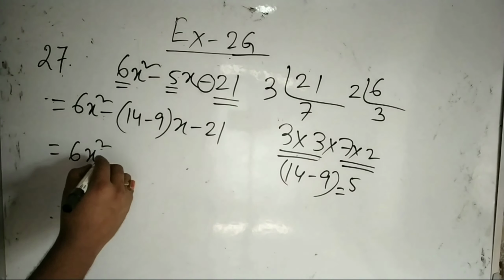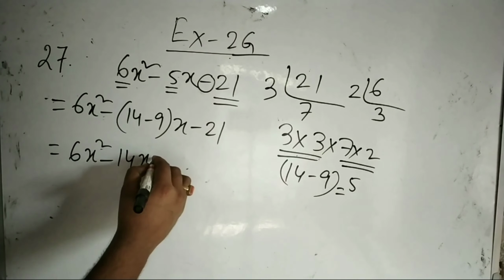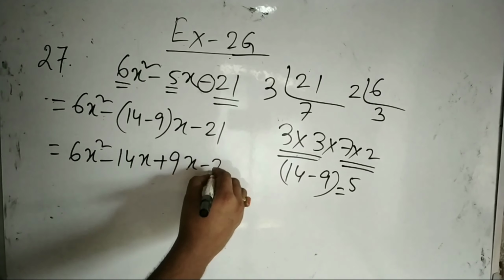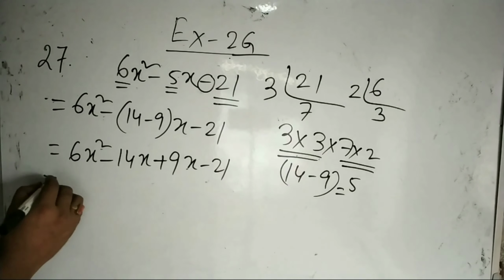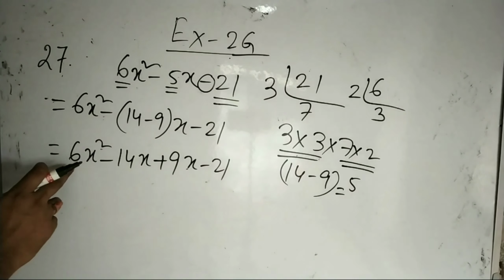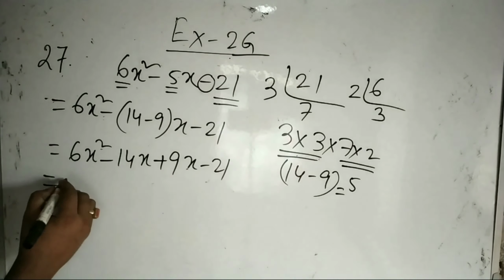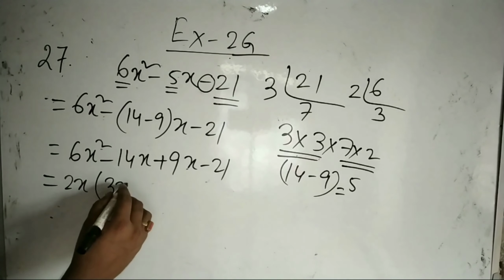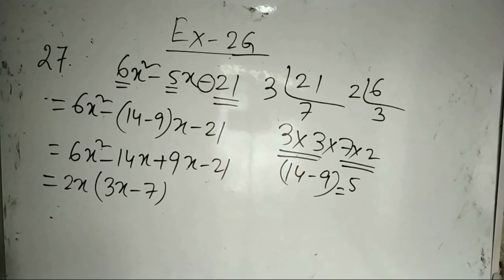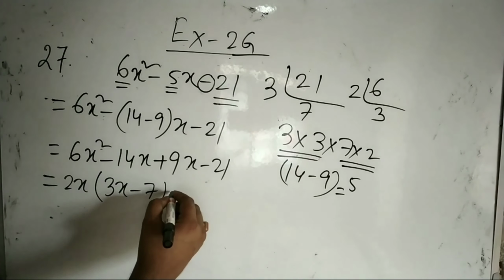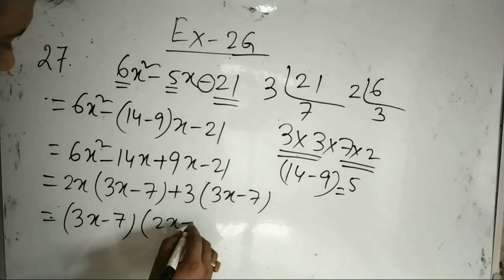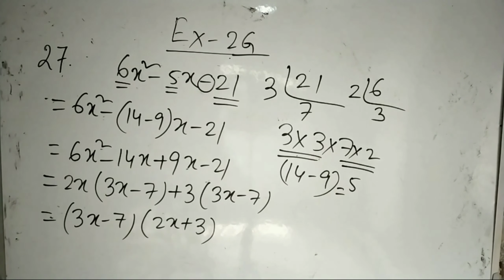That is 6x square minus 14x, minus into minus plus 9x, minus 21. We can take 2x common from the first two terms, so it will be 3x minus 7. From the last two terms, we can take 3 common, so plus 3 into 3x minus 7. 3x minus 7 is common, so 3x minus 7 into 2x plus 3.